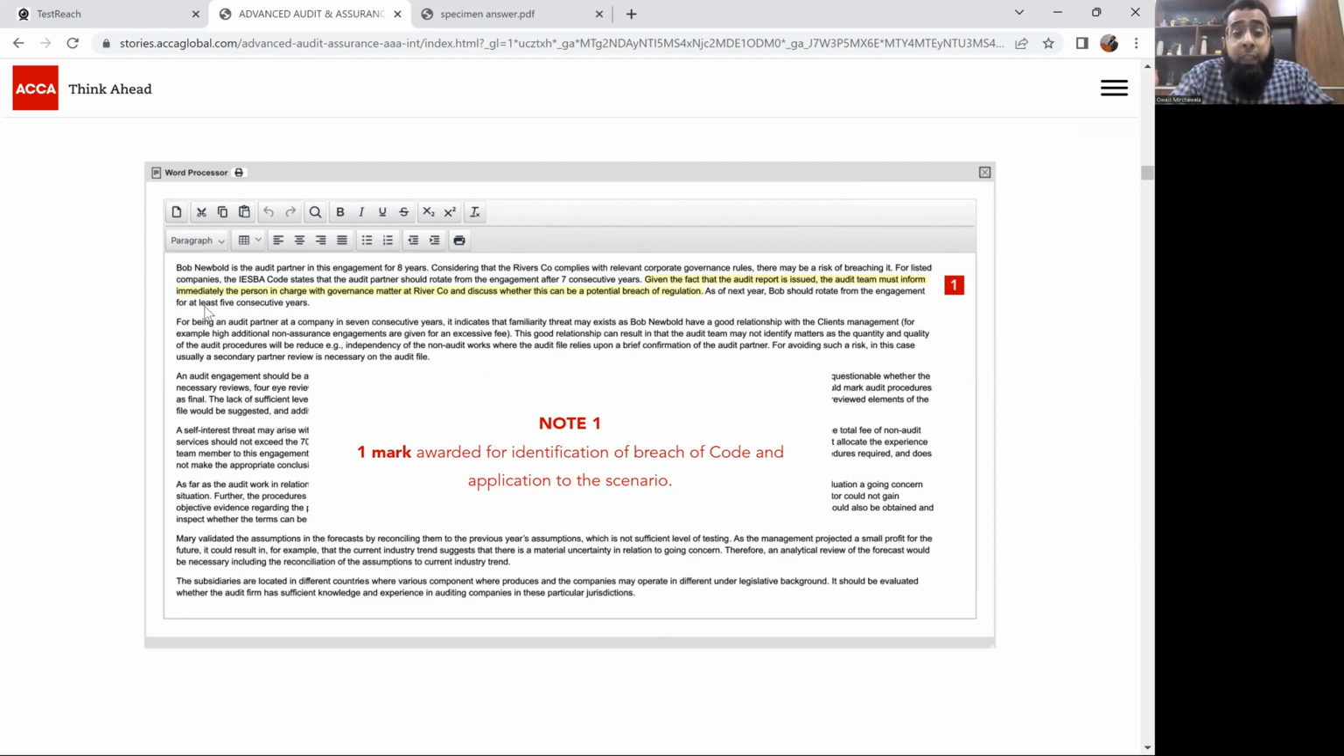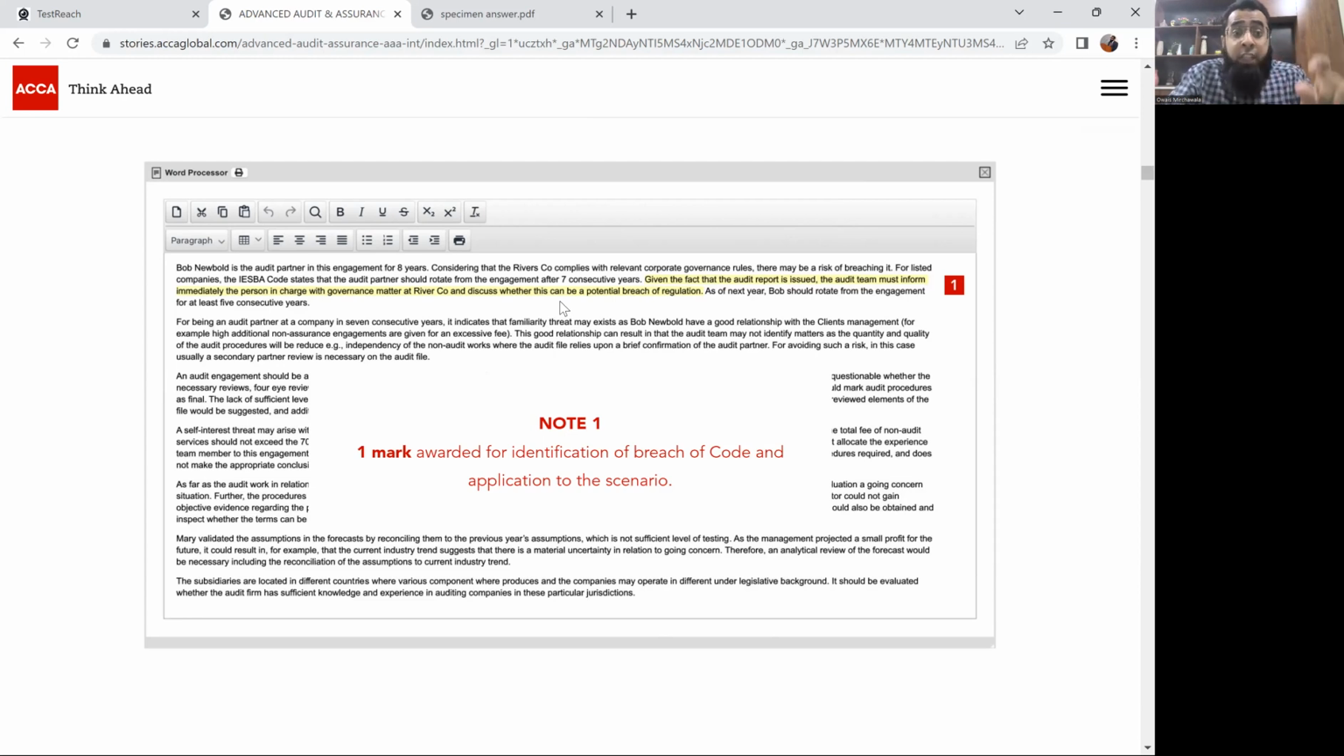Now, just look at how many marks were given on this first paragraph. Listen to me carefully. Note number 1, 1 mark awarded for identification of breach of code and application to the scenario. Given the fact that the audit report is issued, the audit team must inform immediately the person in charge with governance and discuss whether this can be a potential breach of regulation. So 1 mark awarded for identifying that there is a breach of ethical code and relating it to the scenario that, okay, the report has been issued.